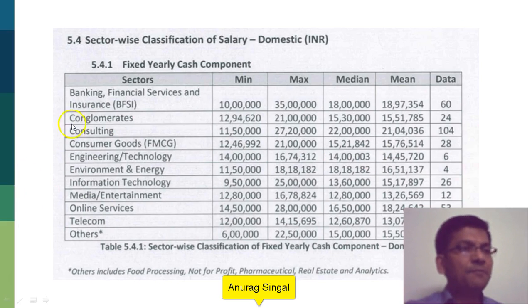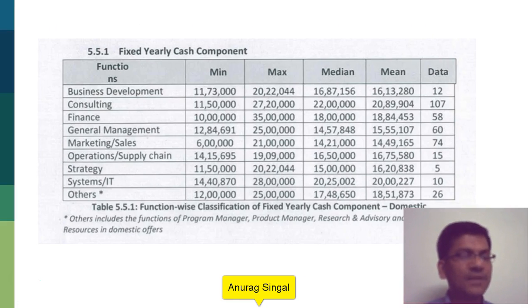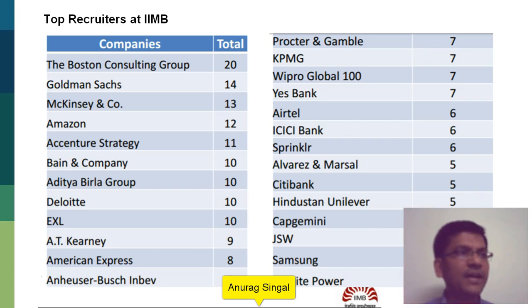And you'll have people across sectors. So consulting, let's say 104 people, the median salary is 22 lakhs. In BFSI, which a lot of finance people want to get in, it's 18 lakhs. Conglomerates pay you 15-30. Telecom pays you 13. So that's how it stacks up, and the cash components are also very high.